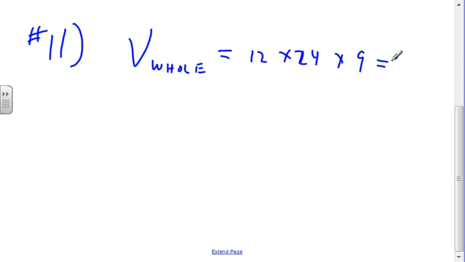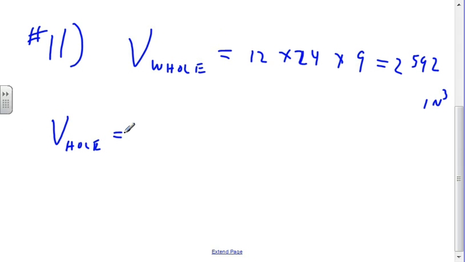Okay, so 12 times 24 times 9. So I've got 2592 inches cubed. Now, we don't worry about significant digits until we get to our final answer. So it's okay to have 4 significant digits there. I wouldn't round off.